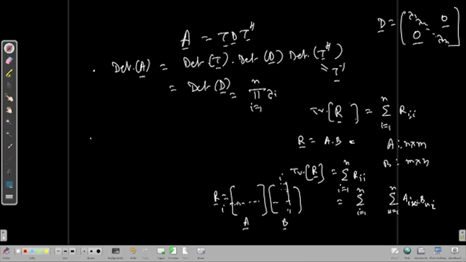Now, that means trace of R is double summation over i, k of A_ik B_ki. Now, see, this double summation has a property. What is happening? First you are fixing i at 1. Then for that i you are putting 1 here, then you are running k from 1 to n. Then you are taking i equal to 2. So first you took i equal to 1, and you run k from 1 to n.